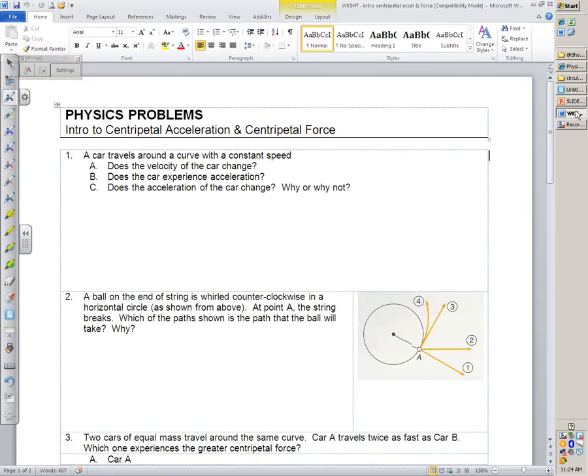Taking it back to this problem set, question number 1 asks you about some basics, but then part C says, does the acceleration of the car change? Why or why not? The answer is, well, it depends on our frame of reference. The acceleration, along with the force, always has to point towards the center. If we look at an xy axis, the acceleration on one side of the circle points towards the left, or in the positive direction, but on the other side it would point towards the right, in the other direction.